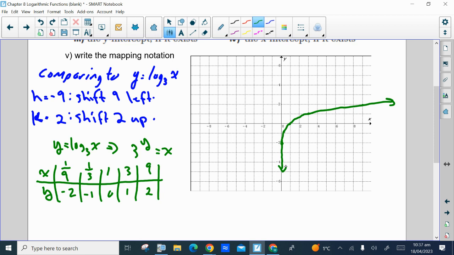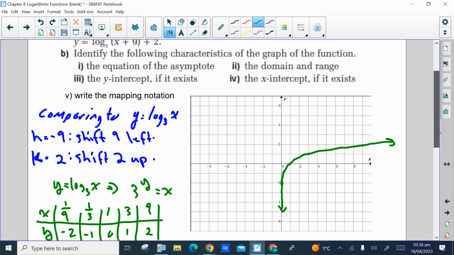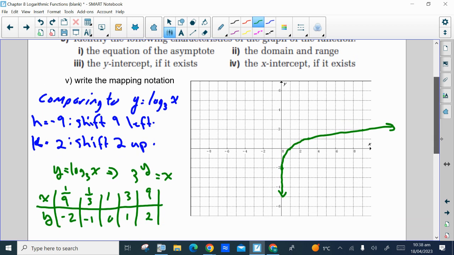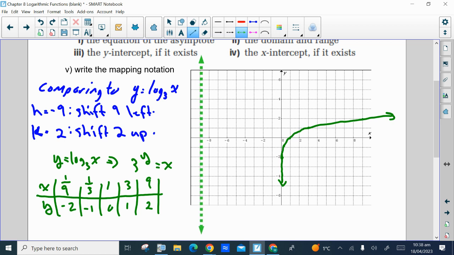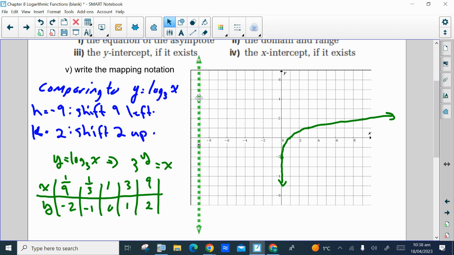So now we have to shift that to the left 9 units and up 2 units. So what that'll do is that'll make our vertical asymptote at x equals negative 9, because everything shifts to the left 9 units. As well, everything goes up 2 units.